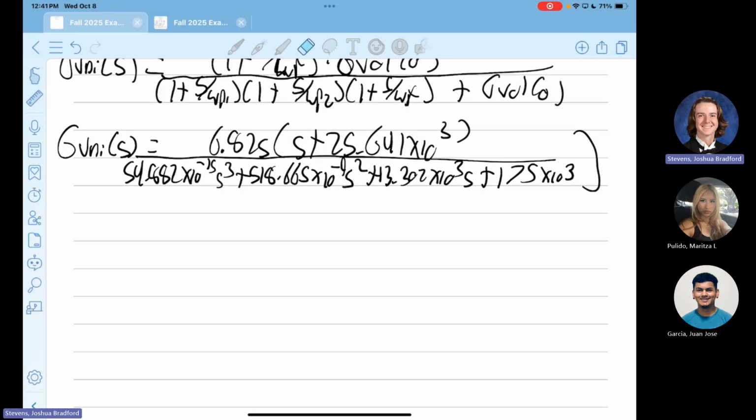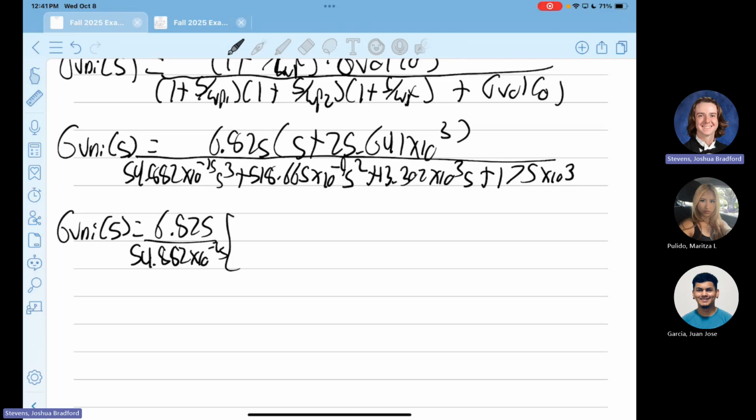Yep. That's that. Now we want to normalize the denominator. Like I said, you could have done that earlier. I did not. That's just how I did this. And so I take out the 54.882 times 10 to the negative 15th. And I get a K of 6.825 divided by 54.882 times 10 to the negative 15th. And that is all multiplied by the numerator of S plus 25.641 times 10 to the third.